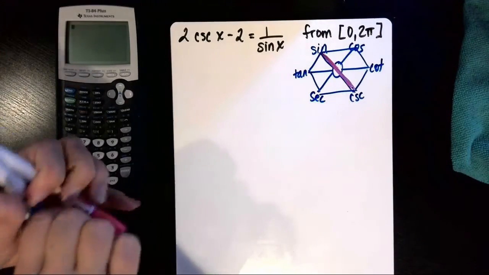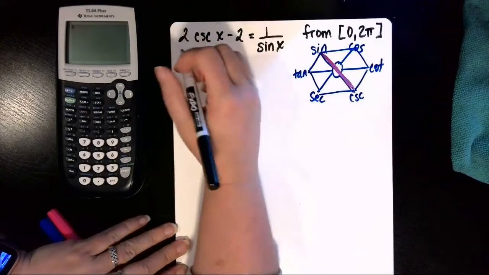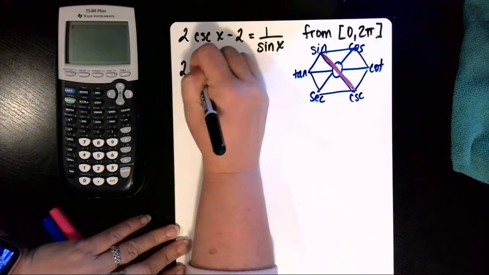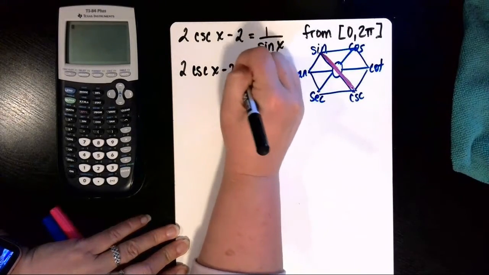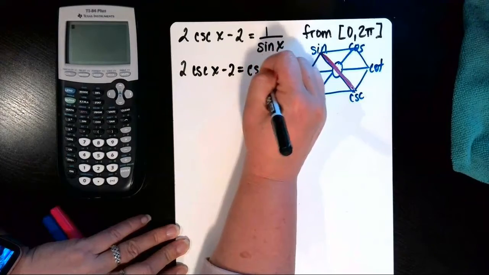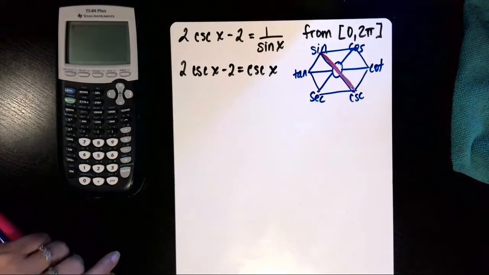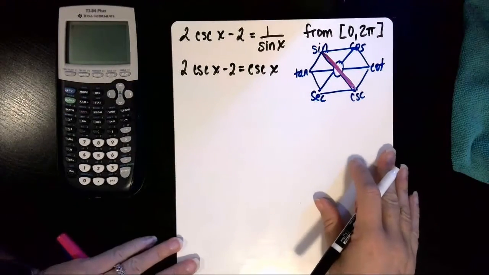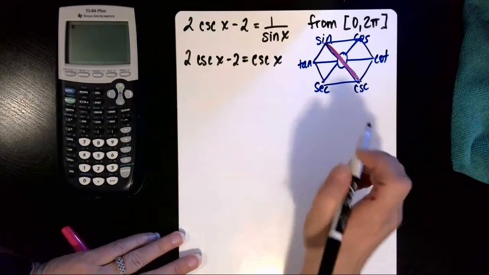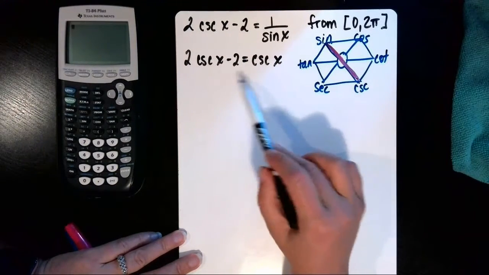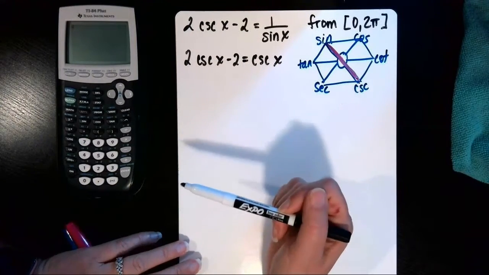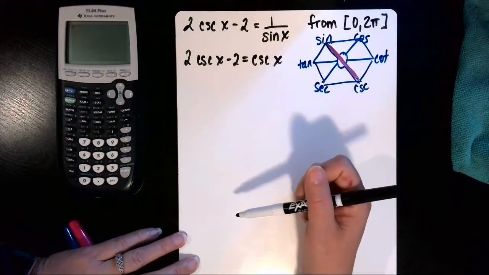So if I use that reciprocal identity, then I'll have 2 cosecant of x minus 2 is equal to cosecant of x. And the reason I chose to do that was because typically you want to try to get the same trig function throughout your equation if possible. That just makes it a little easier to work with.